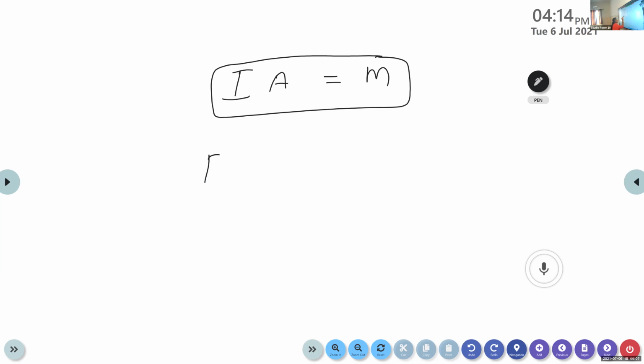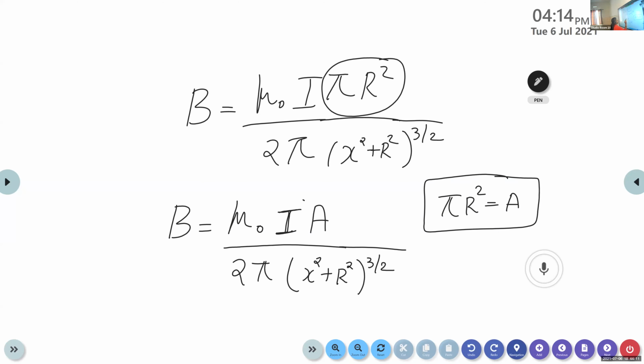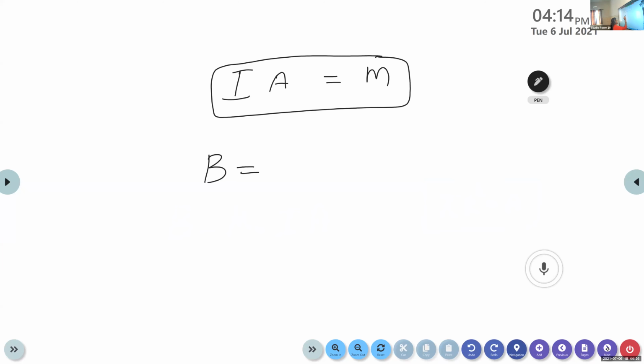So our equation becomes B is equal to, instead of this IA, you can write small m. B is equal to mu 0 m divided by 2 pi into x square plus r square, the whole raised to 3 by 2.